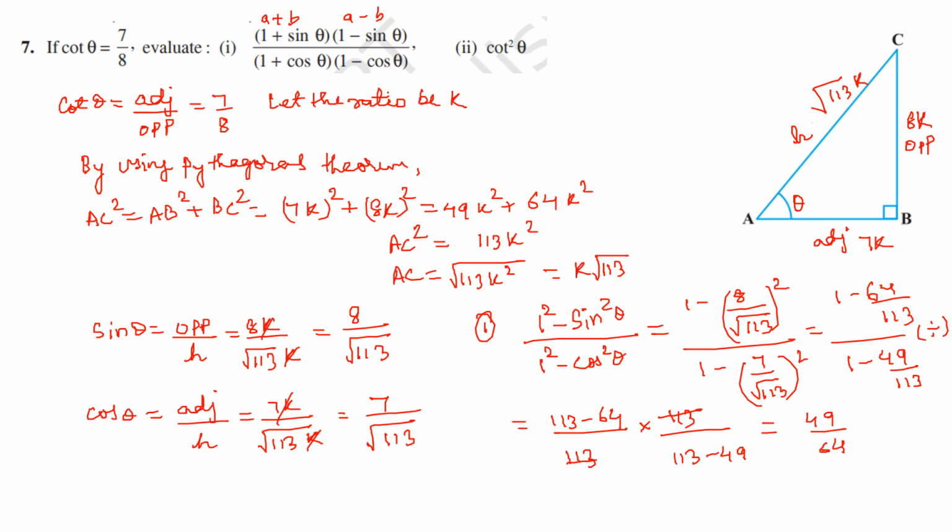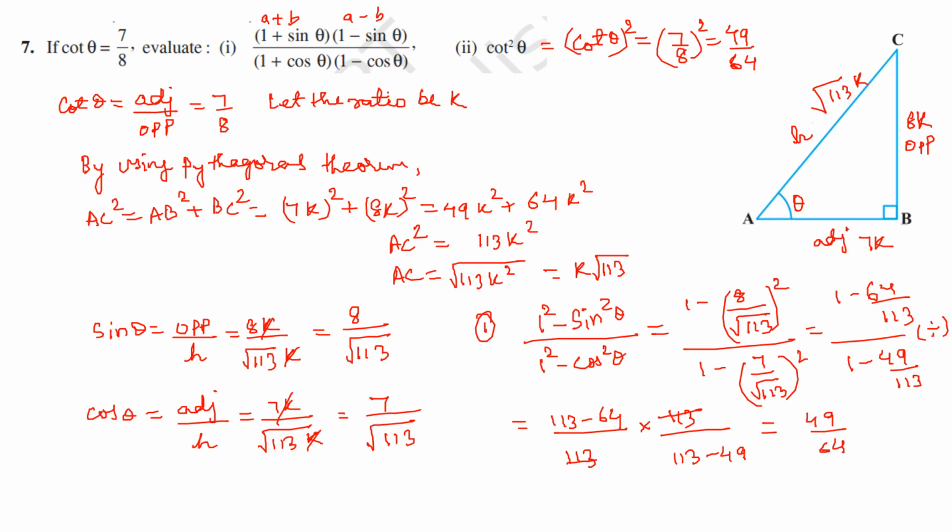Now second part I will do over here only. Cot square theta means cot theta whole square. Now cot theta value is already given as 7 by 8. So 7 by 8 whole square, which will give you 49 by 64. So you can see answer for first part and second part both is same, isn't it? This is also 49 by 64. Okay, so hope it is clear to everyone.